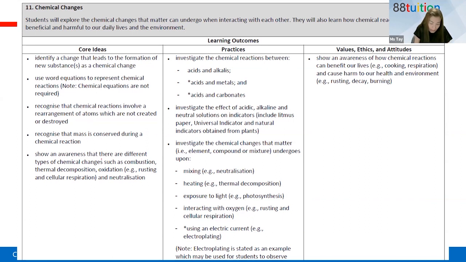Then show awareness that there are different types of chemical changes. Last week, we already covered combustion, thermal decomposition, oxidation, neutralization. Then this part I have not started teaching yet. It is about acid plus alkali, acid plus metal, acid plus carbonate. I think a lot of students would struggle with this. You might be one of them. How would you know what kind of products will be formed?